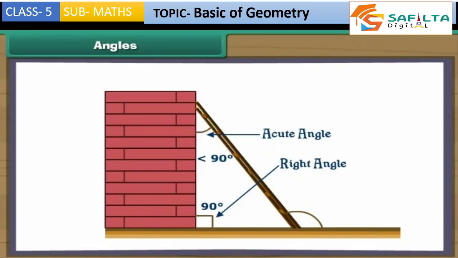Now let us look at the third angle that the ladder makes with the ground. We take the ground as the base. The ladder is not vertical. It is tilted out. Such an angle is called an obtuse angle, and its measure is more than 90 degrees.